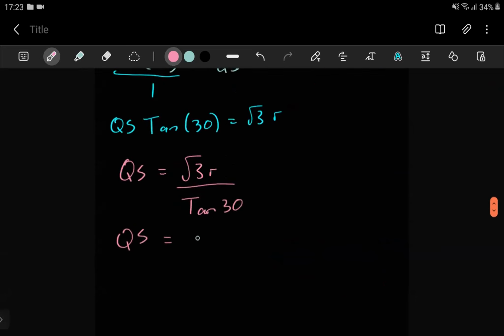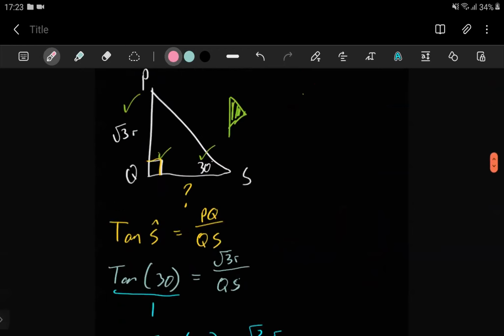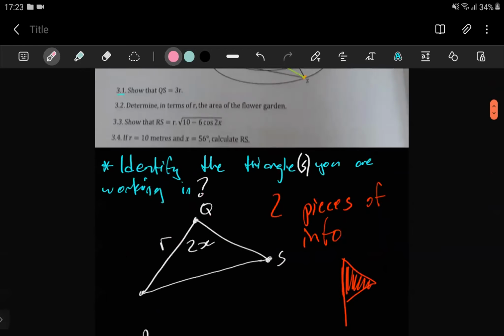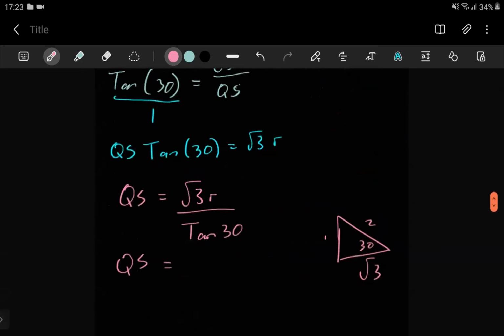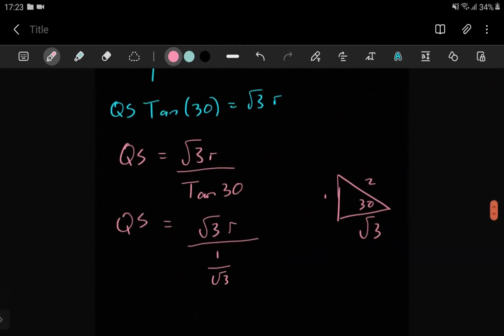Or rather, let's see, what is tan 30? I think tan 30 is, wow, what is tan 30 again? Forgot. Let's just use the special triangles. 1, 2, square root of 3. Tan 30 is 1 over square root of 3. So this is going to be quite awkward. Opposite over, oh yes, this is going to be square root of 3 with R, right? Over 1 over square root of 3.